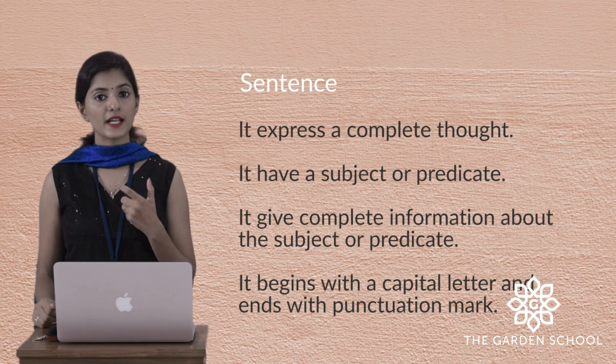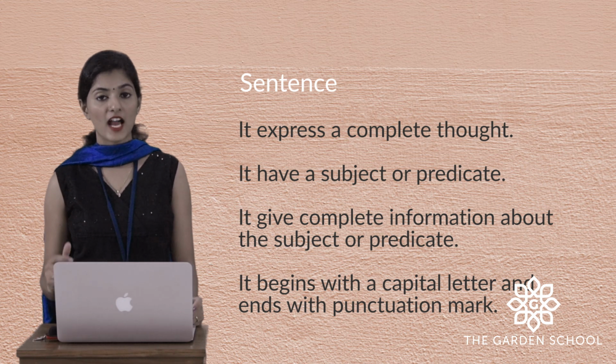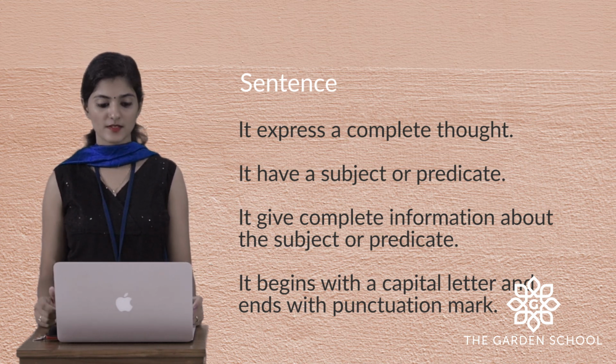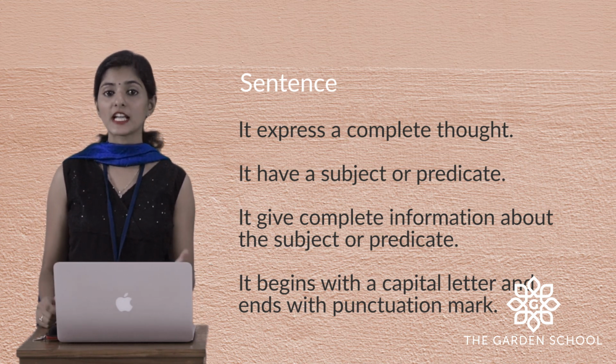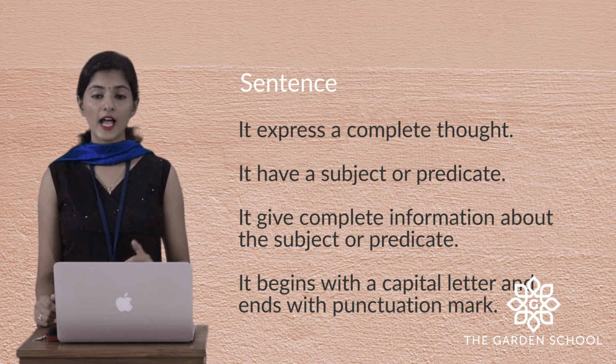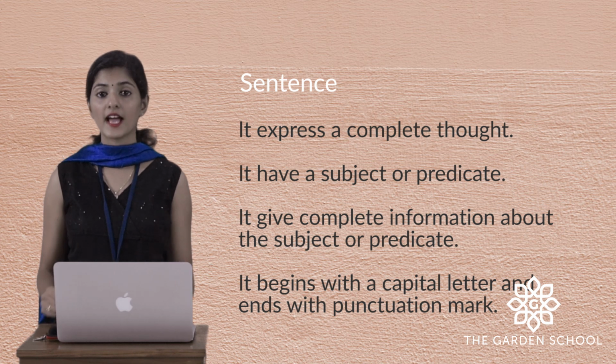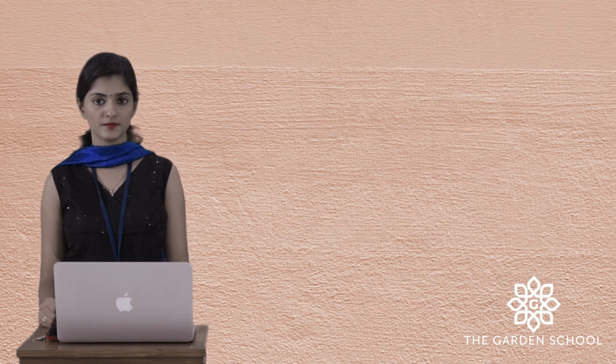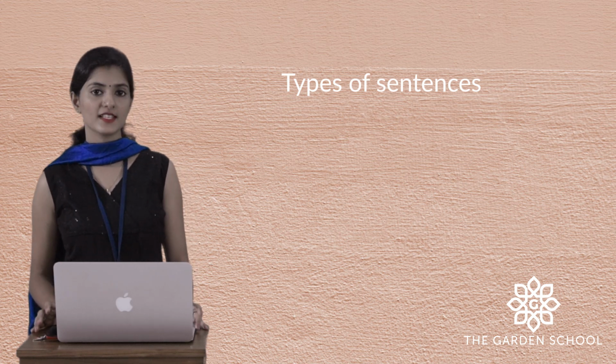And about sentences, it expresses a complete thought. It has subject or predicate. It gives complete information about the subject or predicate. It begins with a capital letter and ends with a punctuation mark. So I hope you get the idea about phrases and sentences. Now we'll move to the types of sentences.